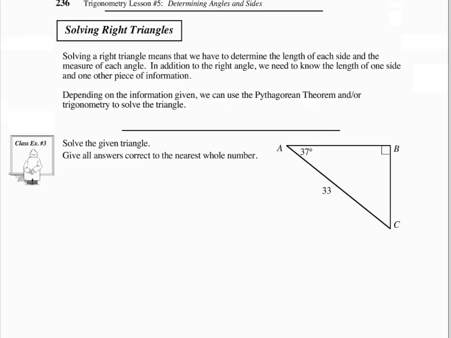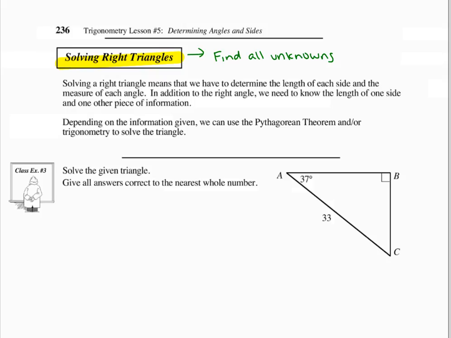We need to talk about what it means to solve a triangle. If I ask you to solve a triangle, it means to find everything, find all the missing pieces. Find all the unknowns. We have to determine the length of each side and the measure of each angle. Basically, find all unknowns. Okay, you need to know, so that no stone is left unturned. We know everything about this triangle.